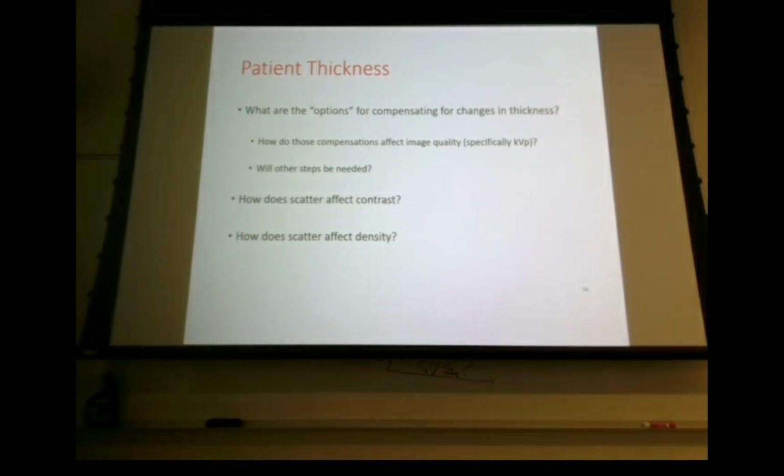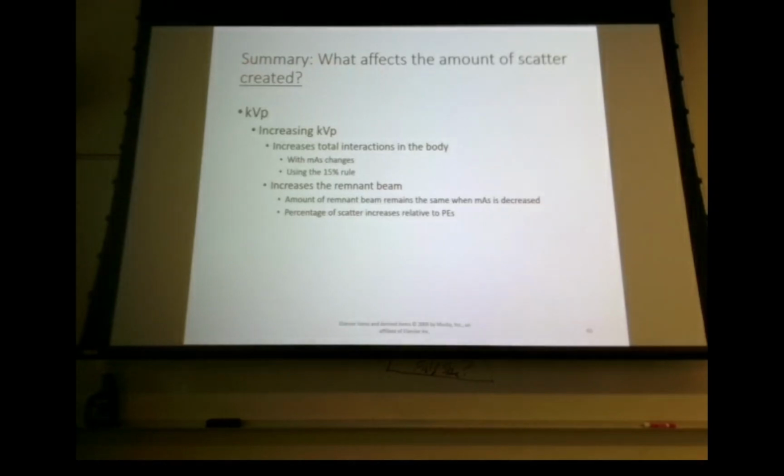So, how does scatter affect contrast? It really depends. If you've got a hypersthenic patient, you're going to lose some contrast. How does it affect density? It's really not. It's going to affect your index number, but the actual density that you visualize, not so much. Okay. Any questions?